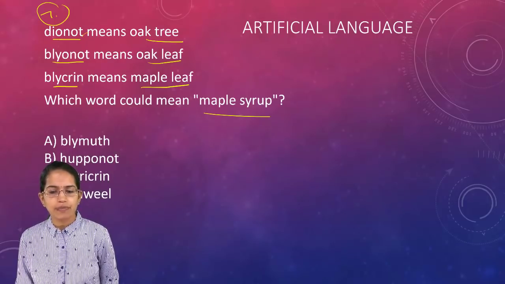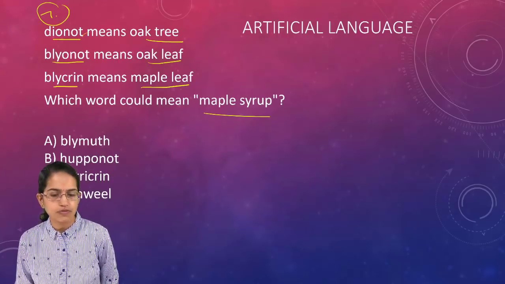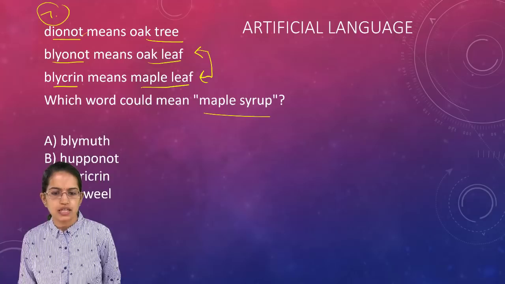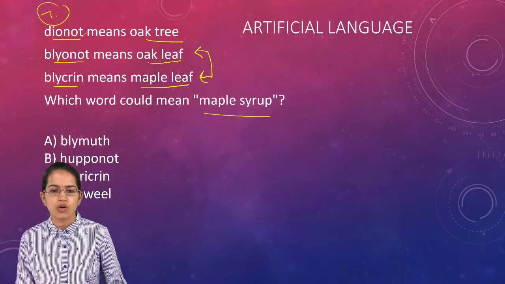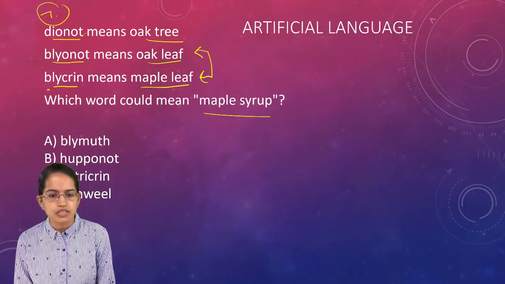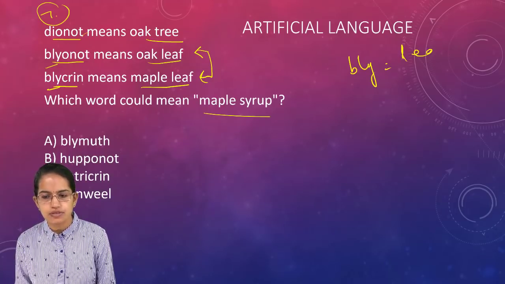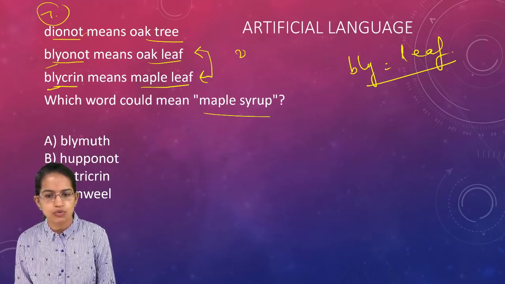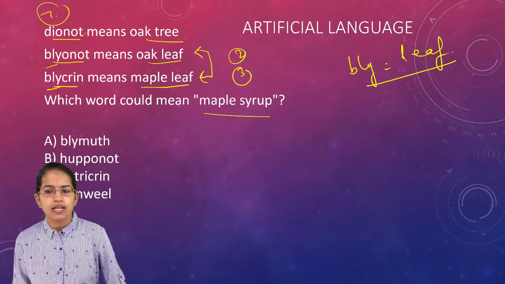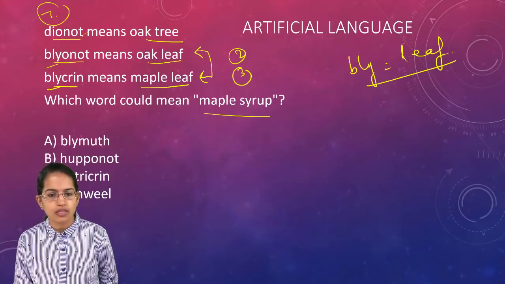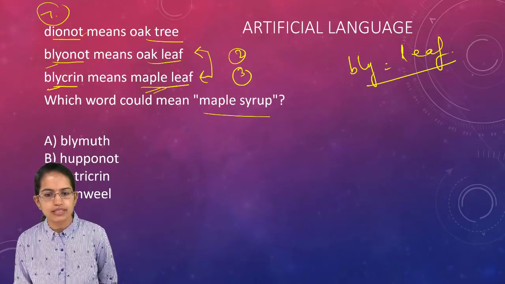Now I have maple syrup. So let's first talk about the question, the statements where you have maple. So I take these 2 sentences, the last 2 sentences. You have maple leaf and oak leaf. So what is common is leaf, and what is common is blay. So blay stands for leaf, that I can clearly say from statement 2 and statement 3. Okay. Now since blay stands for leaf, what would maple stand for?